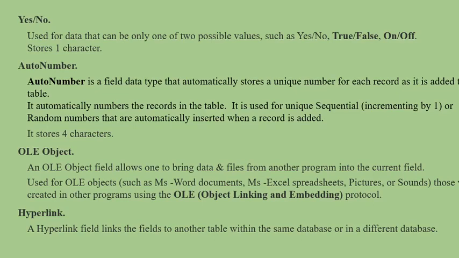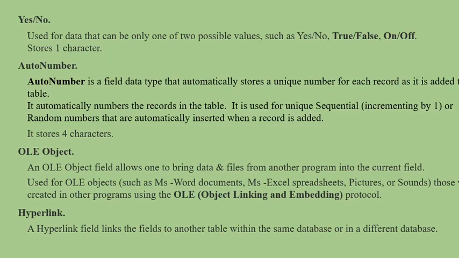Then we have auto number. Auto number is a data type that automatically stores a unique number for each record as it is added to a table. If you want to have a serial number of something that is automatic, then you can assign auto number.